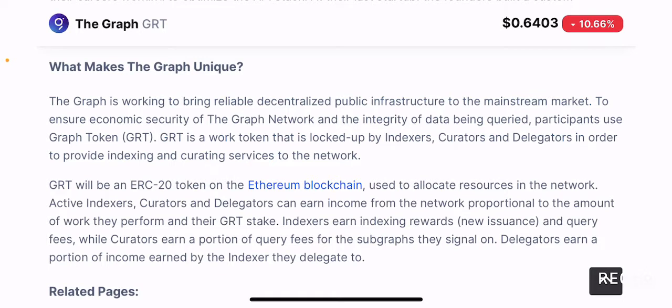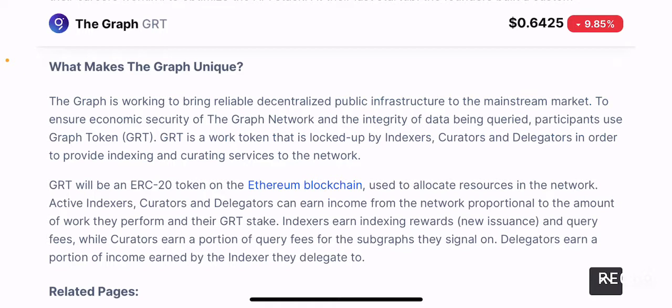So what makes Graph unique? Apart from all the indexing and what it does in a decentralized manner and its first mover advantage in that field, what should be the reason for investors to invest in this project? The Graph is working to bring reliable decentralized public infrastructure to the mainstream market to ensure economic security of the Graph network and the integrity of data being queried. Participants use the Graph token or GRT, right? GRT is a work token that is locked up by indexers, curators, and delegators in order to provide indexing and curating services to the network.